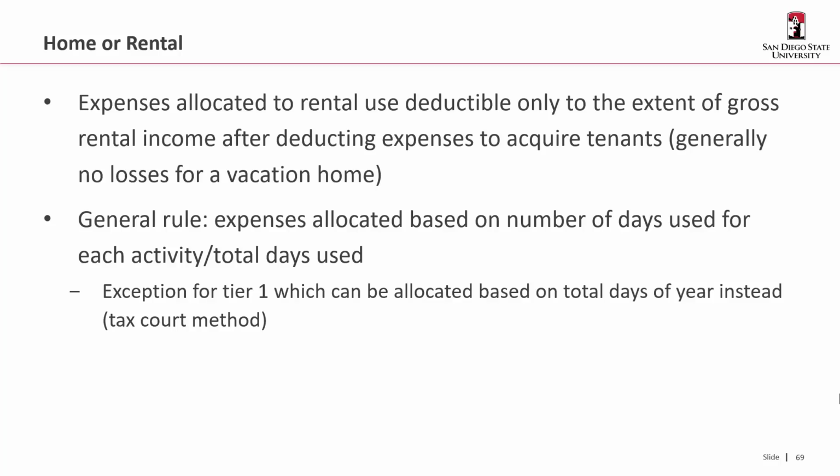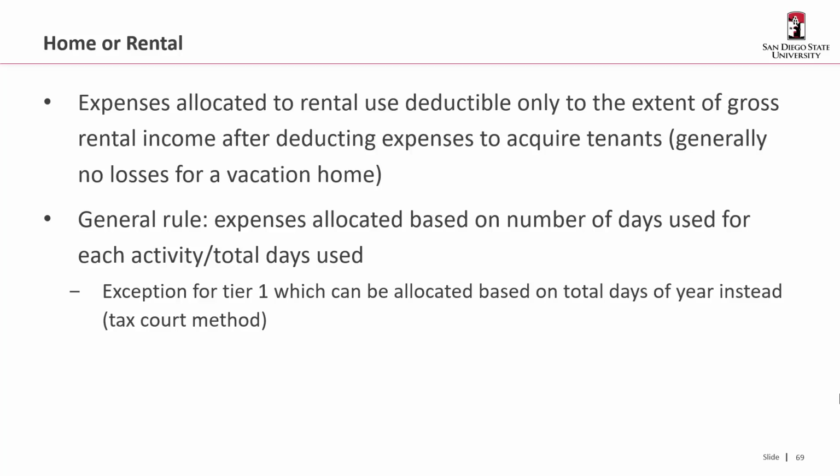There is an exception for Tier 1, which says you can allocate Tier 1 costs based on the total number of days in the year instead of the total number of days used. So recall, total number of days used would not include days where you didn't rent it. It was just open and available. Whereas the tax court method allows you to use the total number of days in the year.